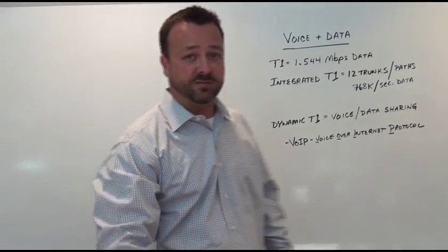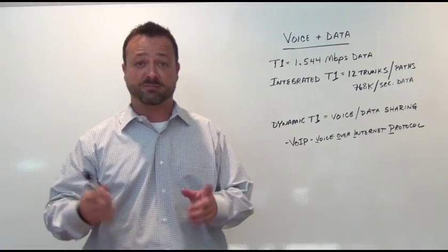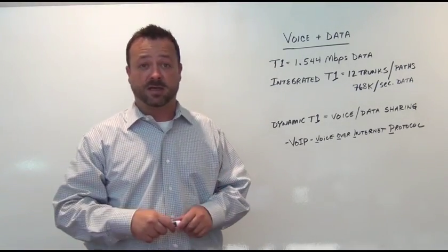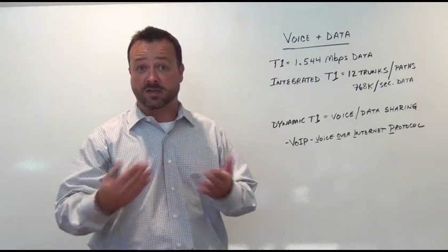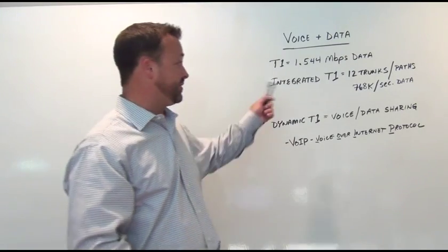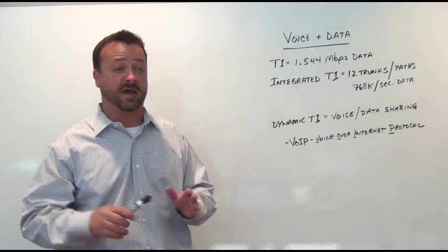So a T1, we talked about in digital, a T1 equals 24 call paths, or in a PRI scenario, 23 B plus D channels for caller ID. Well, what about data? What about internet? T1 can also be broken out into a data capacity not using any voice channels, and have up to 1.5 megabits per second. You'll hear that term a lot. T1 equals 1.544 megabits of data.